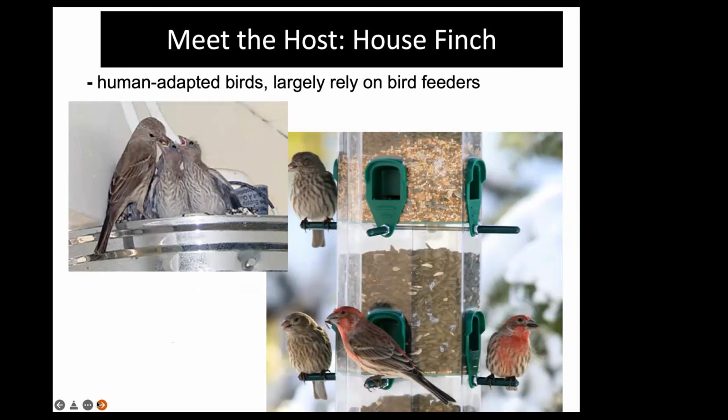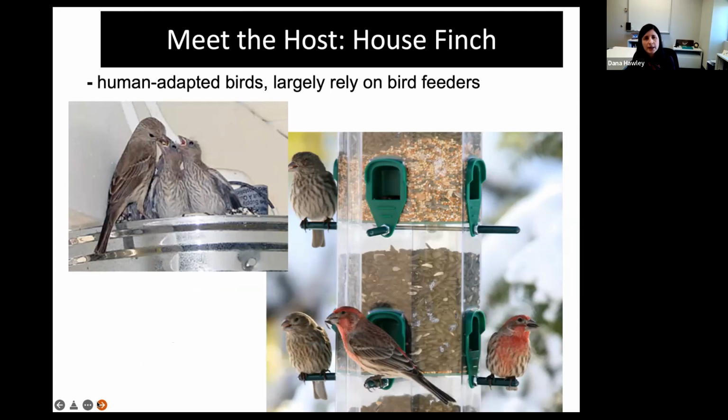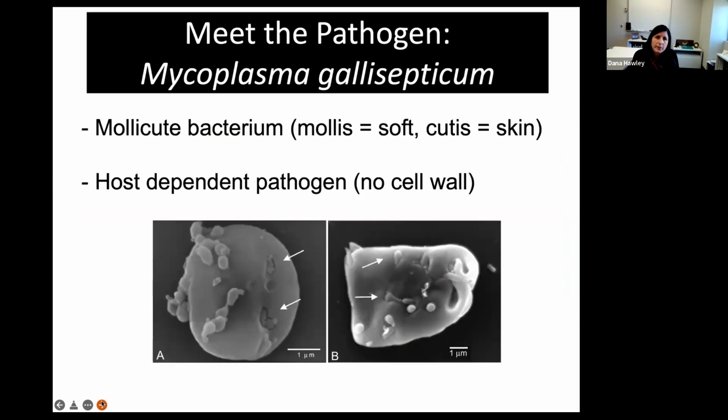So house finches are highly human adapted birds that even if you live in the city down in Atlanta, are likely to be in your backyard. If you have a porch light, they love to breed on top of porch lights, as this female is doing. They also love to use bird feeders. And so the fact that they are so human adapted has probably contributed to their commonness in most of the continental US, which makes them a great study system.